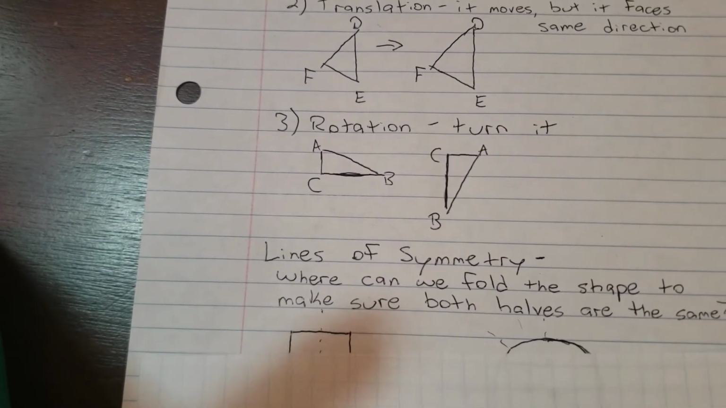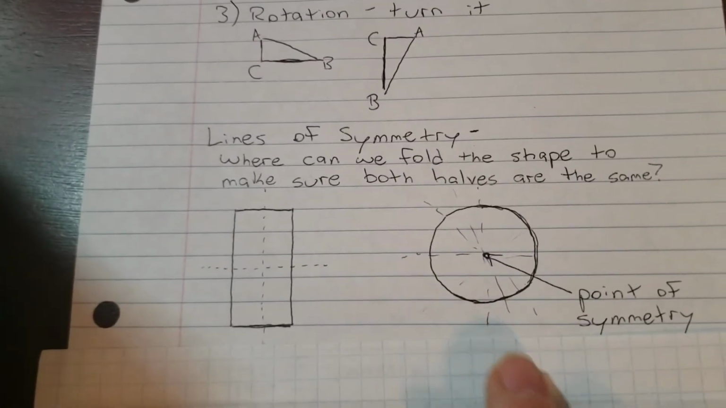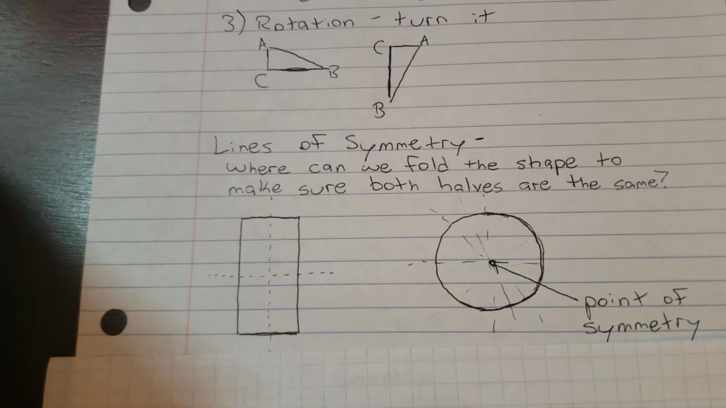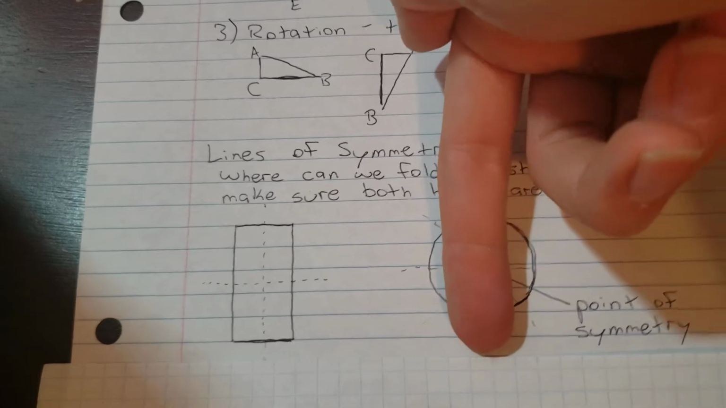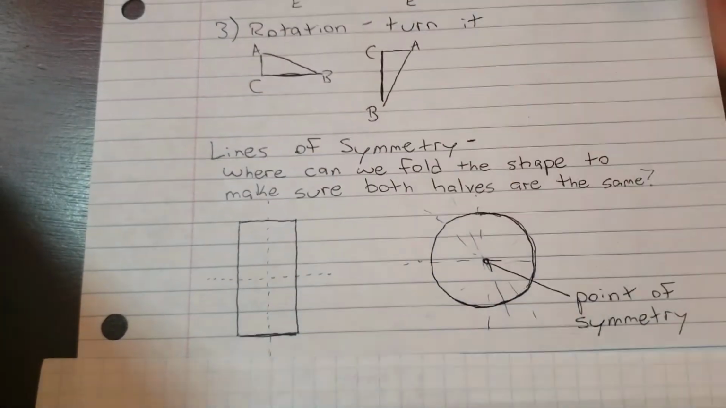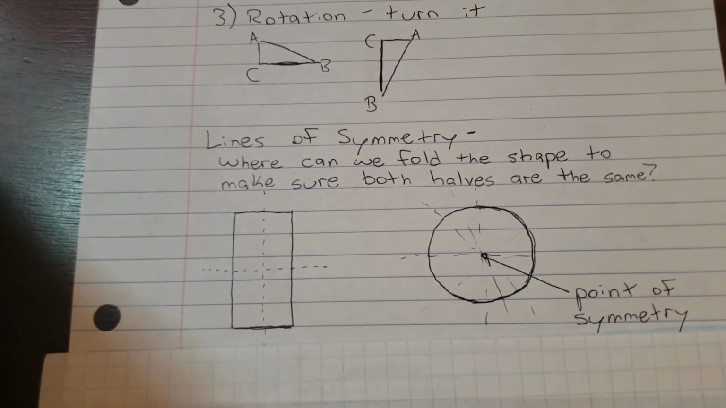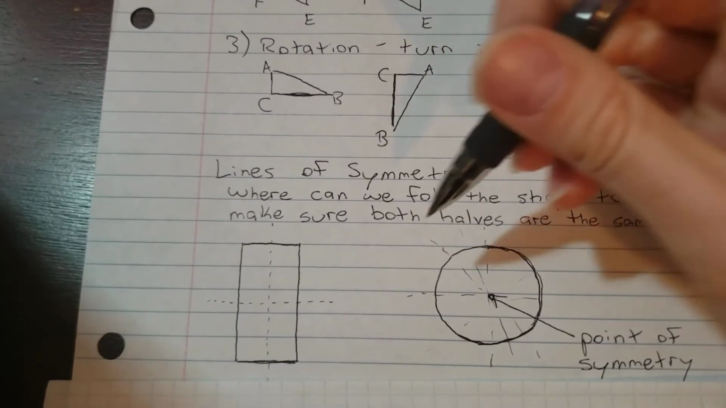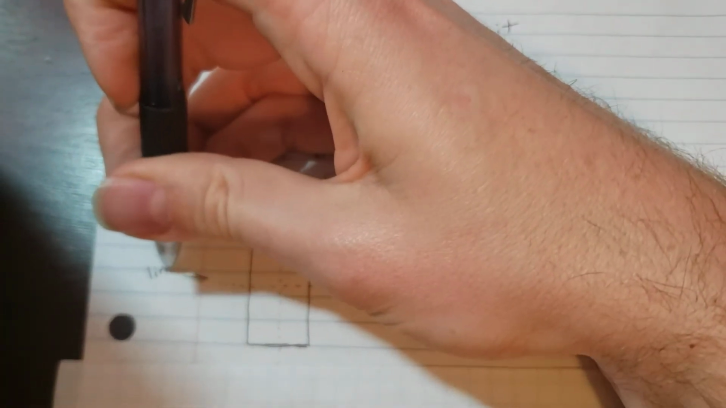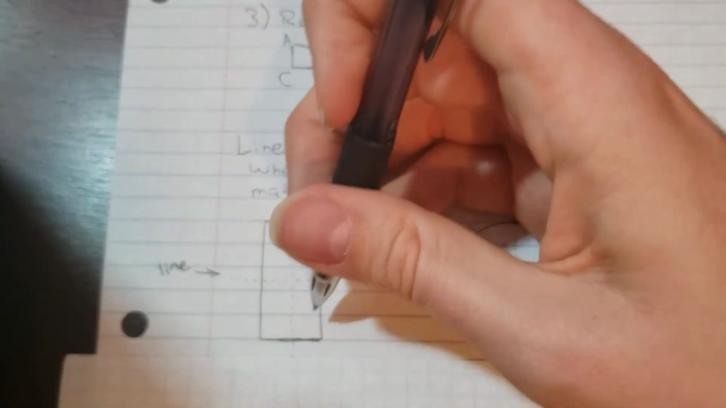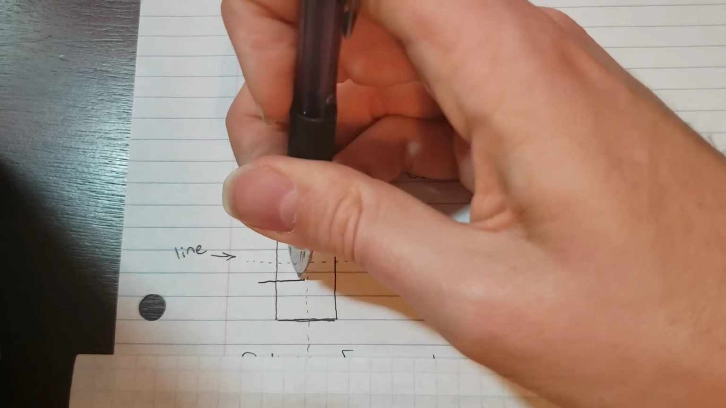Now, the other shape is a circle. And the circle has an infinite amount of lines, right? We could fold it here, here, here, here, and so on, as long as it goes through this point of symmetry. So these are my lines of symmetry. And this is another line. So my line here and also my line here.